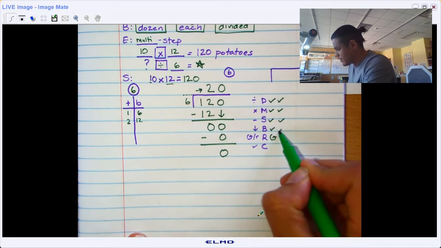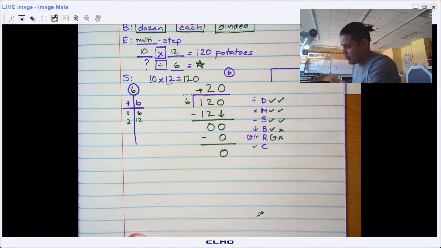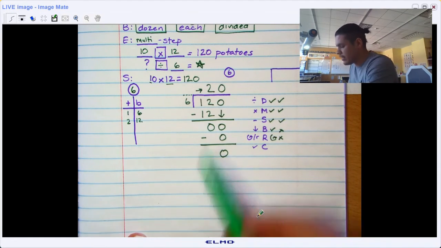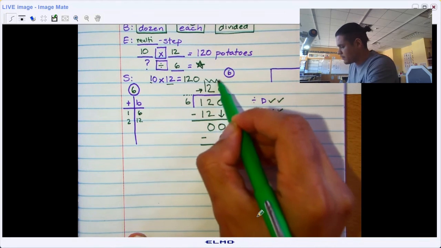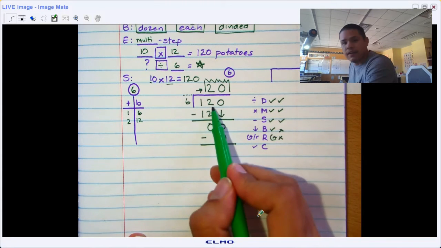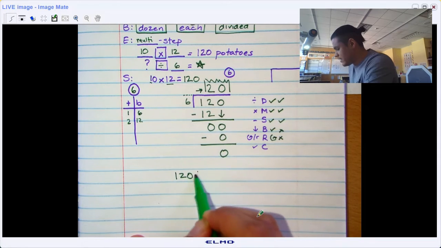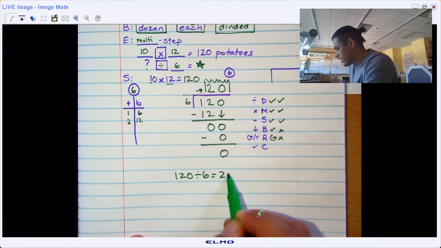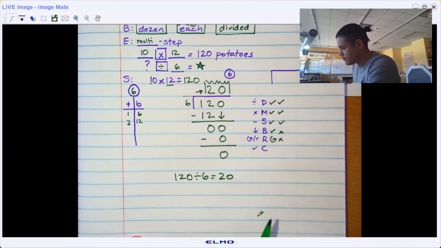There's nothing to bring down, and there's nothing to repeat, and there is not a remainder. Our remainder is just 0. Now it's time to check our work. So how can we check our work? You may remember from the previous lesson that you check it by multiplying your quotient, my queen of the house up here, by your divisor, and if you did it correctly, it will equal your dividend. Okay, so because we have 120 divided by 6, we think it's equal to 20. That's going to be our answer, the number of potatoes that are in each bag.